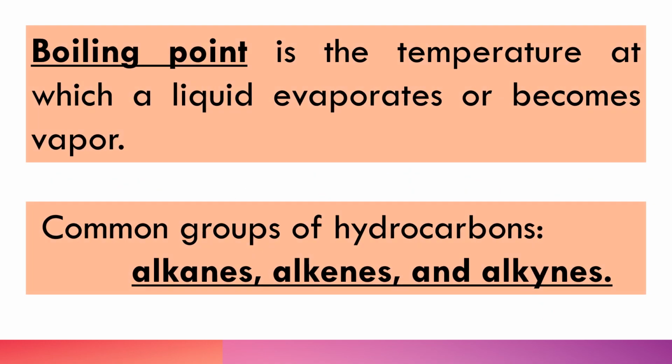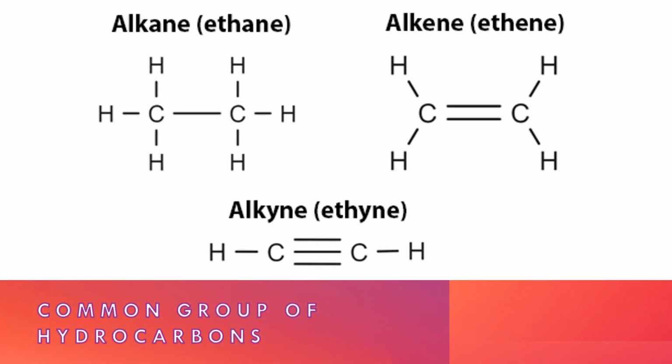Next, we have the boiling point, that is the temperature at which a liquid evaporates or becomes vapor. Common groups of hydrocarbons are alkanes, alkenes, and alkynes. So, that's what was in your activity earlier. They are the 3 common groups of hydrocarbons.